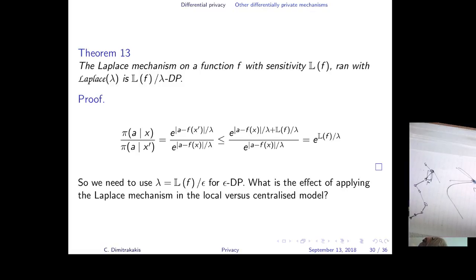So the question we want to ask now, we will do maybe a short exercise, is what is the effect of applying Laplace mechanism in the local model versus the centralized model? Yeah, it's quite different.